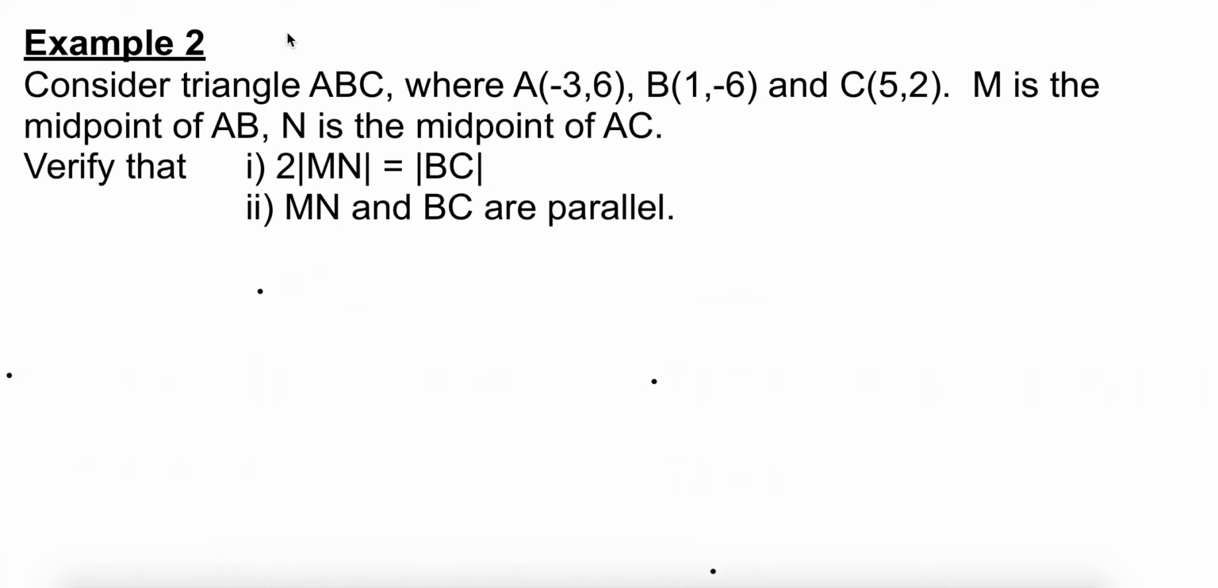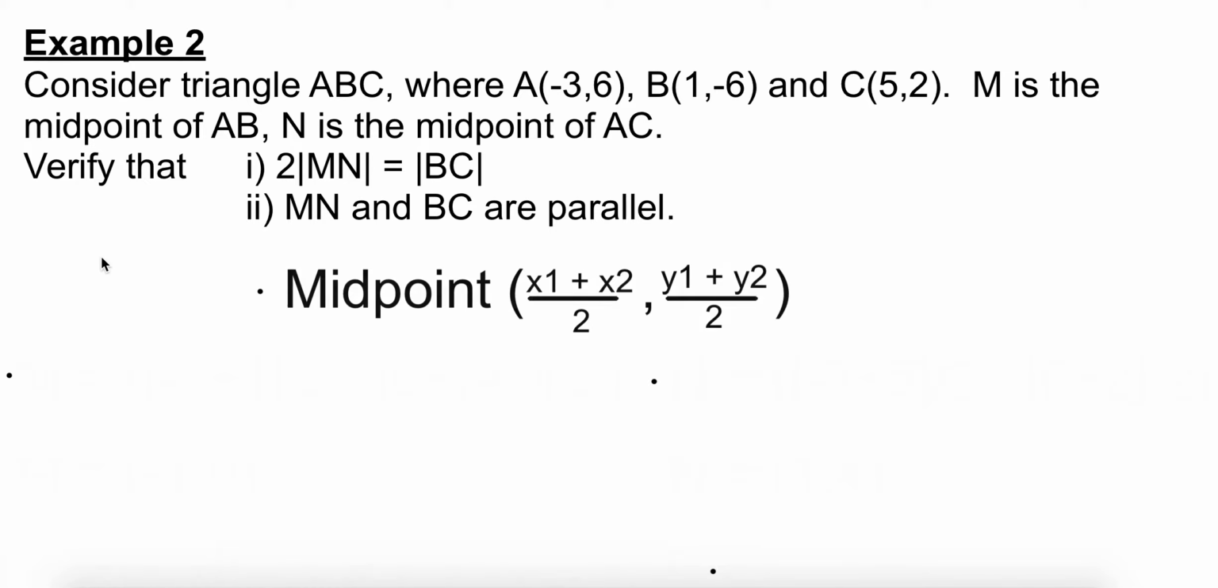Alright, consider ABC, and we've got A is negative 3, 6, B is 1, negative 6, C is 5, 2. We need to find the midpoint of AB, which is M, and then the midpoint of AC, which is N, and then we need to verify that 2 times the length of MN equals BC, and that MN and BC are parallel. So first we need to find our midpoints using this formula, x2 plus x1 over 2.